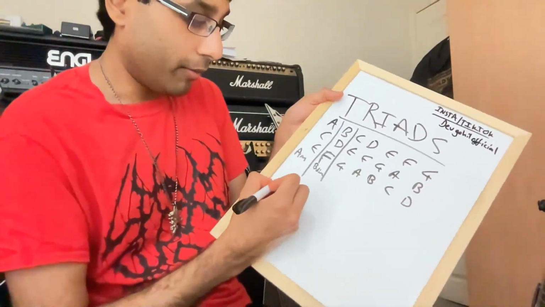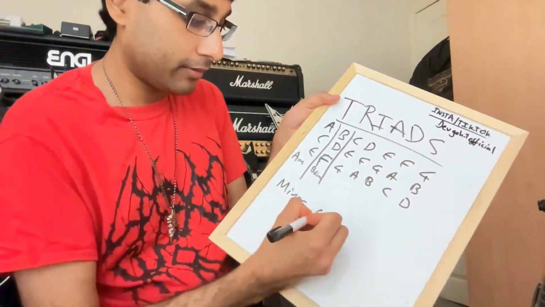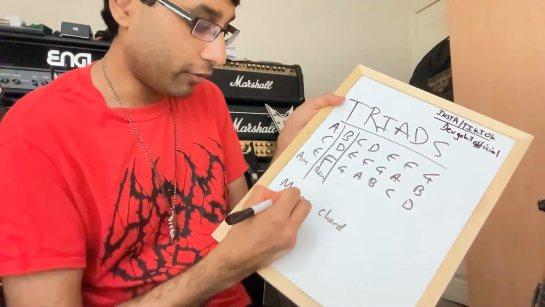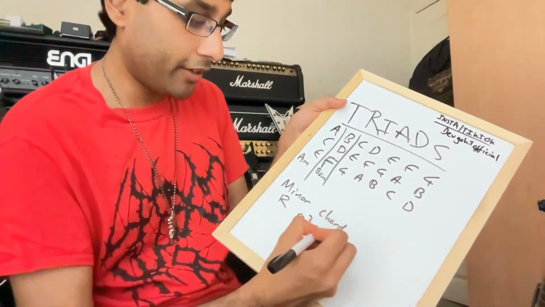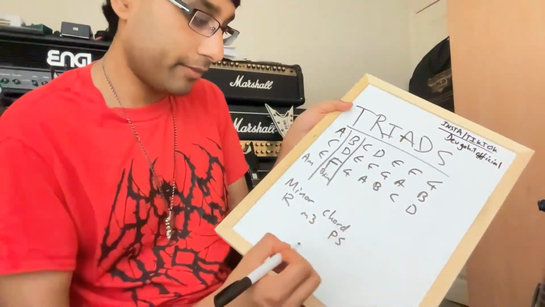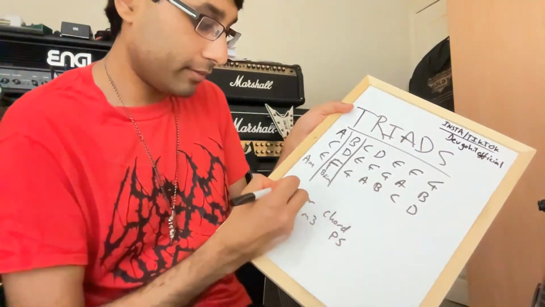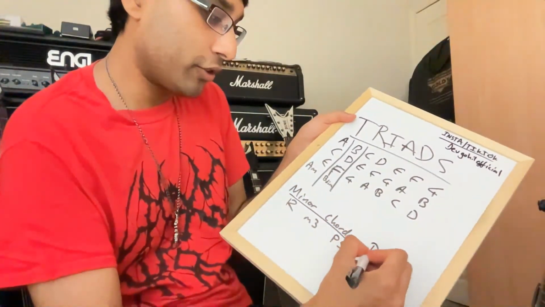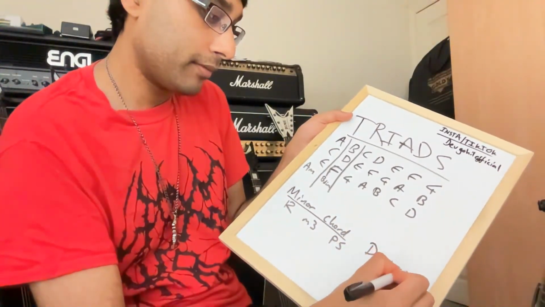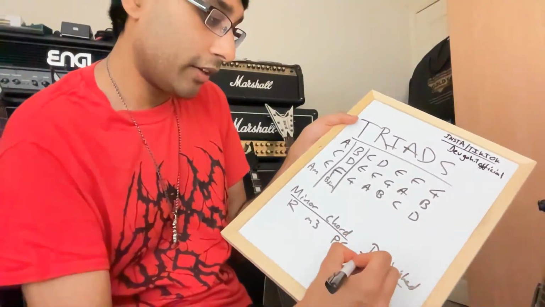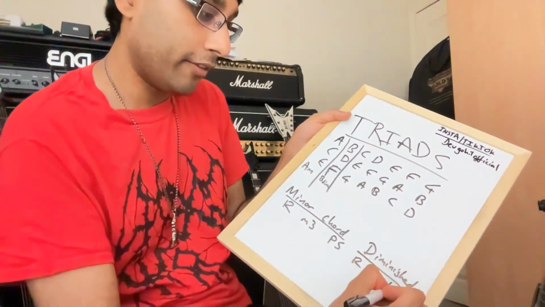Okay, a minor chord: root, minor third, perfect fifth. Diminished chord: root, minor third, flat fifth.